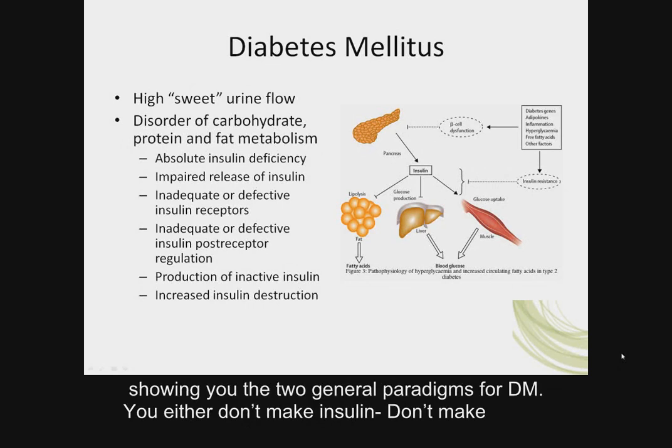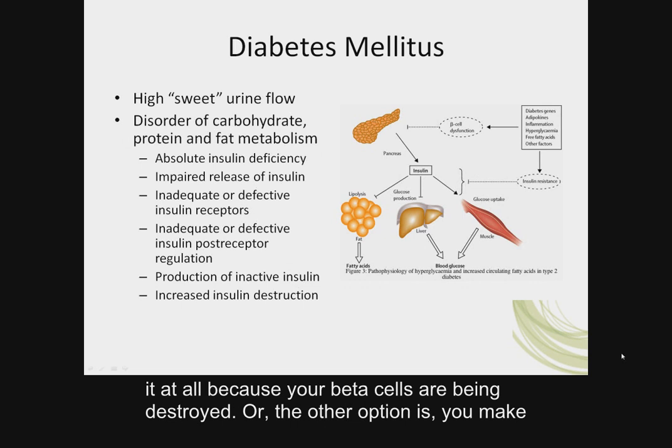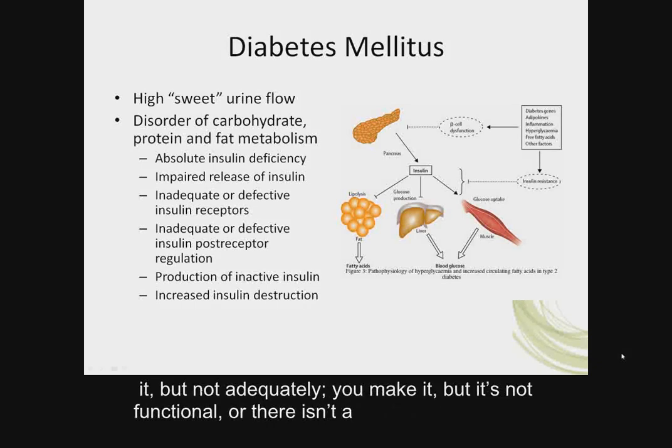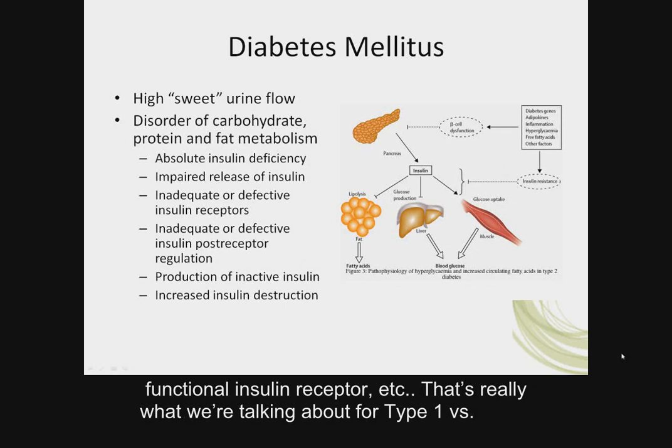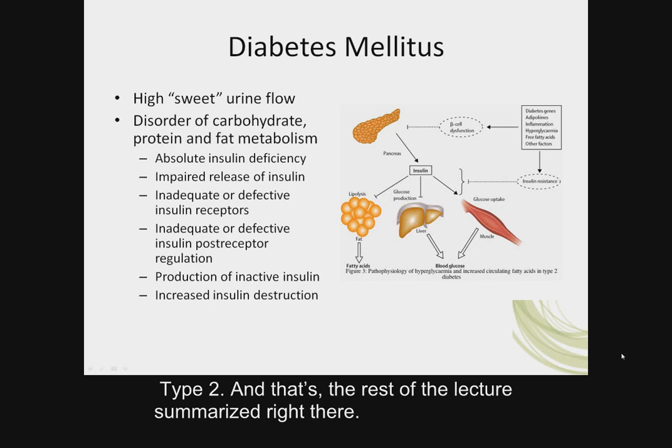So in the right-hand picture of this slide, I'm showing you the 2 general paradigms for DM. You either don't make insulin at all because your beta cells are being destroyed, or the other option is you make it, but not adequately. You make it, but it's not functional, or there isn't a functional insulin receptor, etc. That's really what we're talking about for type 1 versus type 2. And that's the rest of the lecture summarized right there.